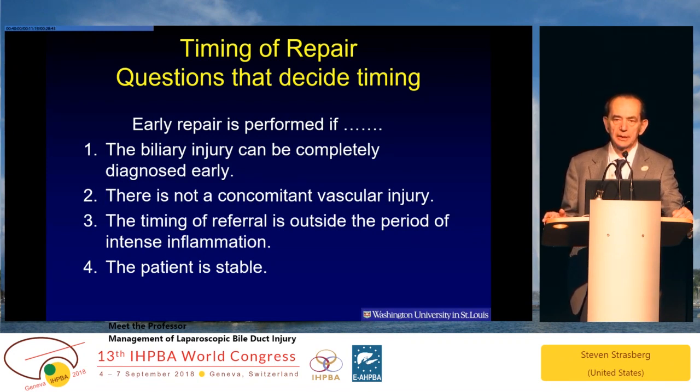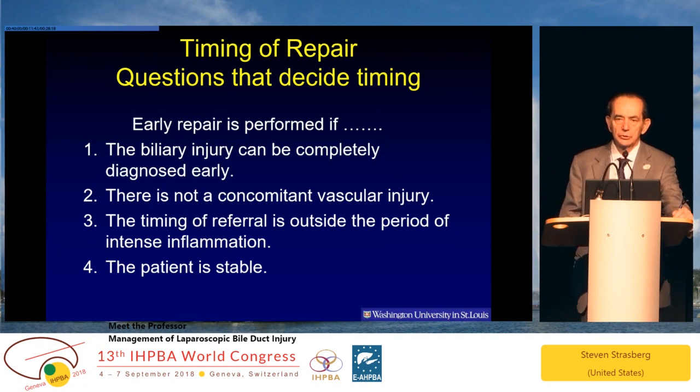Even if they don't have a biloma, if they're referred 3 weeks after, better to wait 3 months or so until the vascular inflammation has subsided. And the patient might not be stable. There's 2 ways a patient can be unstable. The first way is that they're just sick from the biloma and an infection and peritonitis. Well, you're not going to operate then.